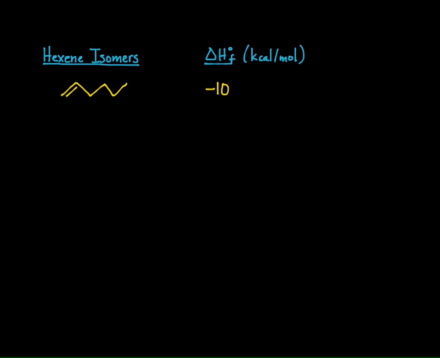So if we compare the isomers of hexene to their delta H values in kilocalories per mole, we can see some interesting results that come out of this. So the first one we're going to look at is 1-hexene. 1-hexene has a delta H of minus 10 kilocalories per mole.